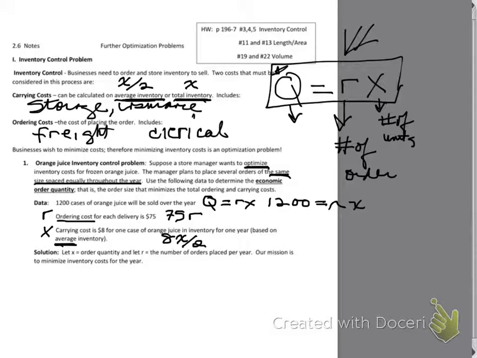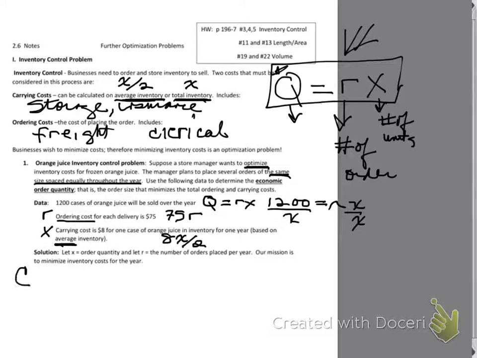Alright, so now we're going to figure out what our economic order quantity is. So what we're going to do is we're going to use our constraint, just like we always do, and let's sub out for R. So take your constraint, divide both sides by X, and now I know that R is 1200 over X. So what are our costs?